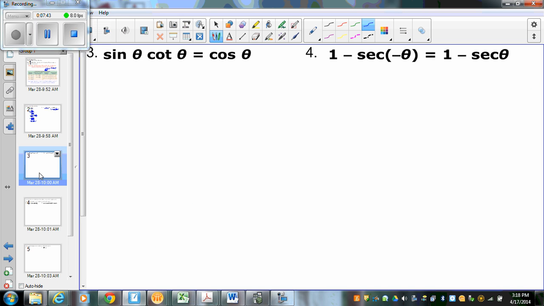Okay, so I want you to pause the video for a minute, and I want you to try both number 3 and number 4. Decide which side to work with and make it look like the other side.